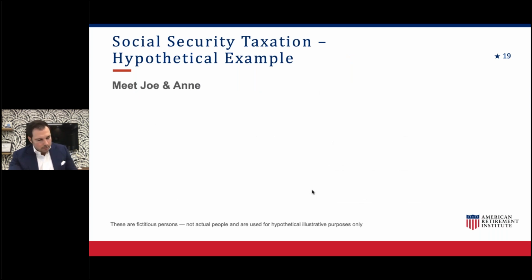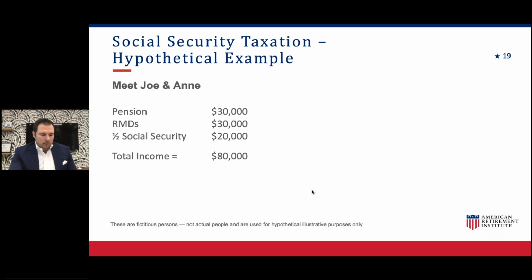Okay, moving along here, we are on page 19. Let's go through an example of Joe and Ann. Typical couple here, they've got pension income of $30,000. They've got RMDs coming in about $30,000. Half of their household Social Security benefits are $20,000. Total household income, $80,000. Okay, let's look at the tax ramification here as it pertains to Social Security.